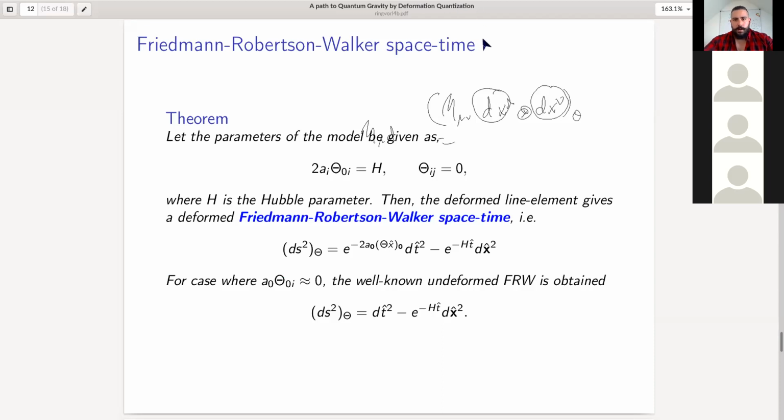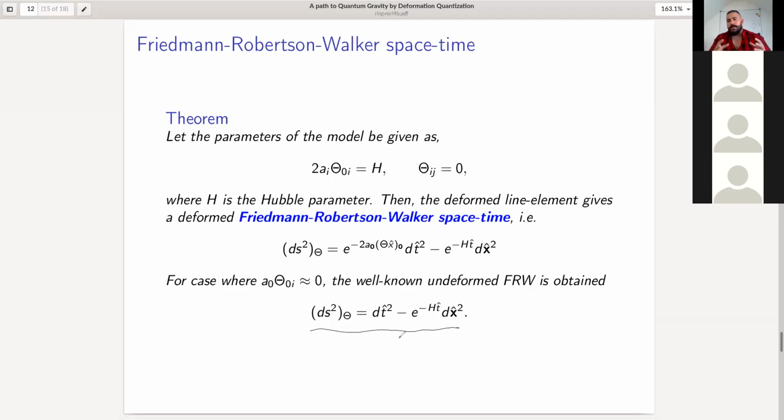And now I do the same game as the one I did for the quantum mechanics exercise. I choose the parameters in a certain way, and then I get a deformed Friedmann-Robertson-Walker spacetime. So this is the normal Friedmann-Robertson-Walker spacetime, a spacetime that basically describes cosmology.